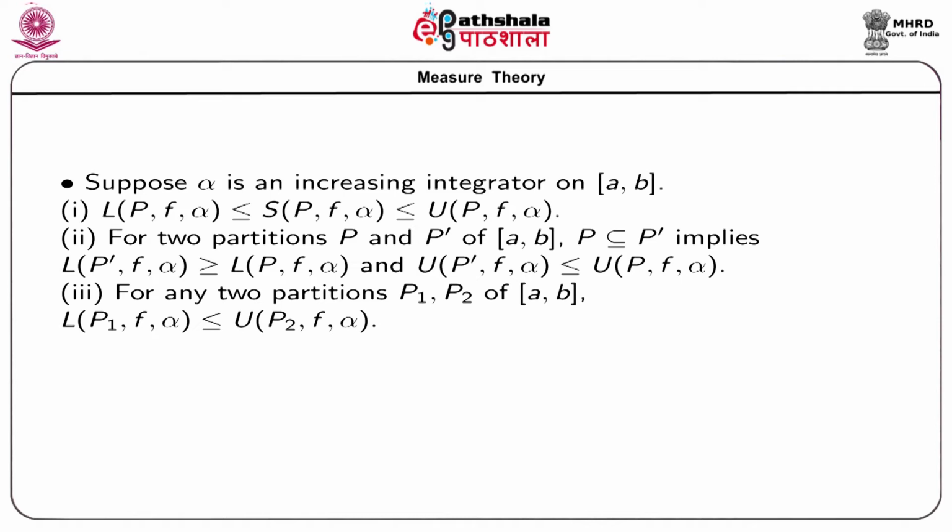For any two partitions P1 and P2 of closed interval [a, b], just as in the case of Riemann integral, or more precisely Darboux integral, we can show that L(P1, f, alpha) is less or equal to U(P2, f, alpha). That is, the upper sum for any partition is greater or equal to the lower sums of all the partitions.